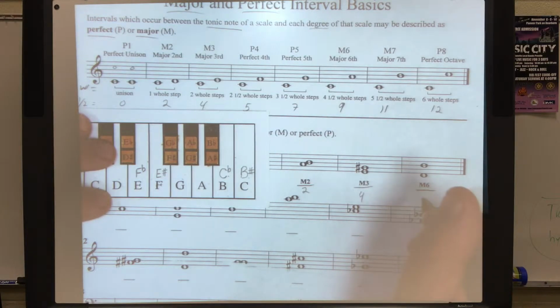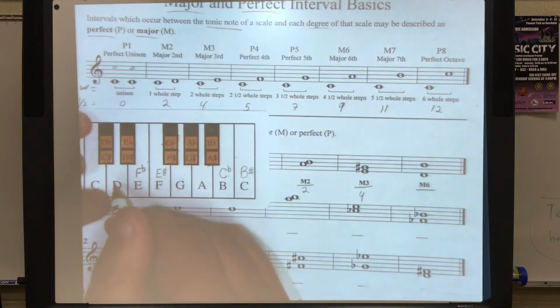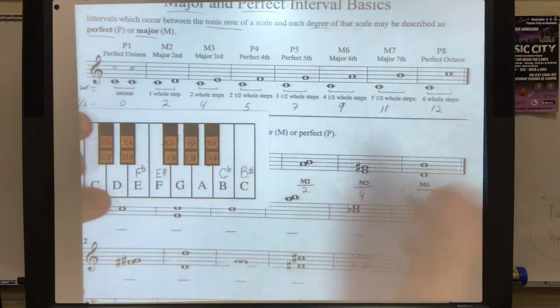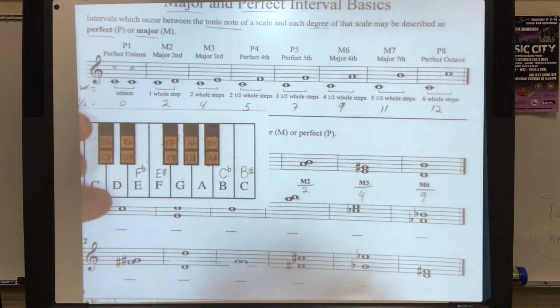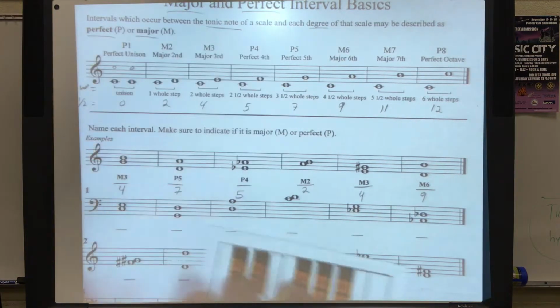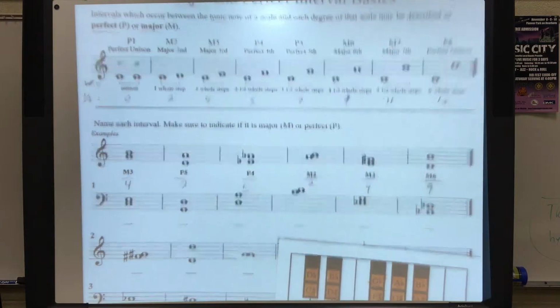Major sixth. So we're going to go from D to B. D, that's 0. 1, 2, 3, 4, 5, 6, 7, 8, 9. 9 half steps for a major sixth. And those are our examples. Let's look at some of yours, number 1 here.